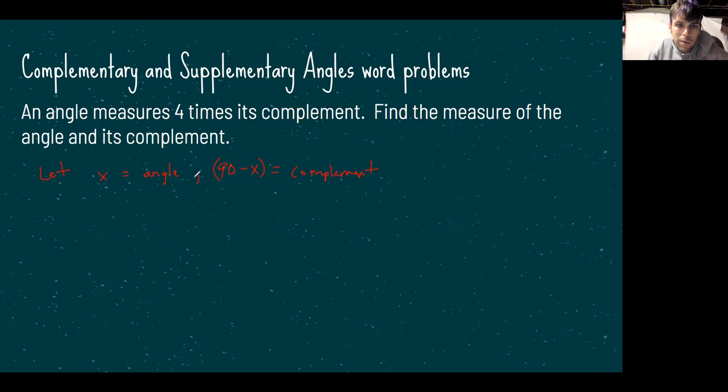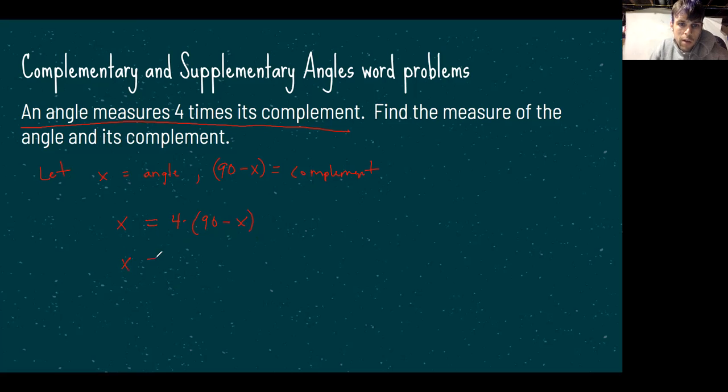So I have my angle, technically the measurement of my angle, and then 90 minus x is going to be my complement. So now I need to investigate this statement here and figure out what's the relationship between them. So an angle measures 4 times its complement. Okay, that's pretty easy. That means that my angle measurement is equal to 4 times the complement. Cool, and this is my complement, this is my angle, 4 times the complement is my angle. There we go, this just becomes a matter of solving this.